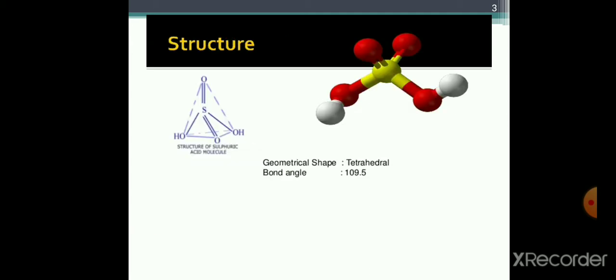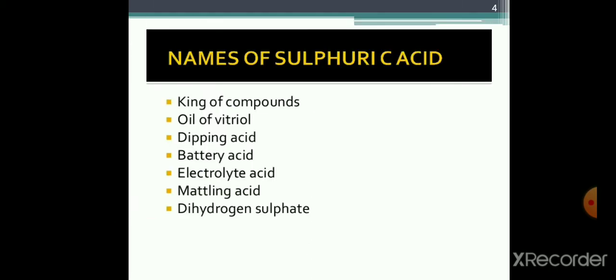What is its basic structure? This structure has sulfur as the main atom, which is doubly bonded to oxygens. Sulfur is doubly bonded to oxygen as well as to OH. This is the structure of the sulfuric acid molecule, and geometrically it has a tetrahedral shape, with a bond angle of 109 degrees. This is the structure of sulfuric acid.